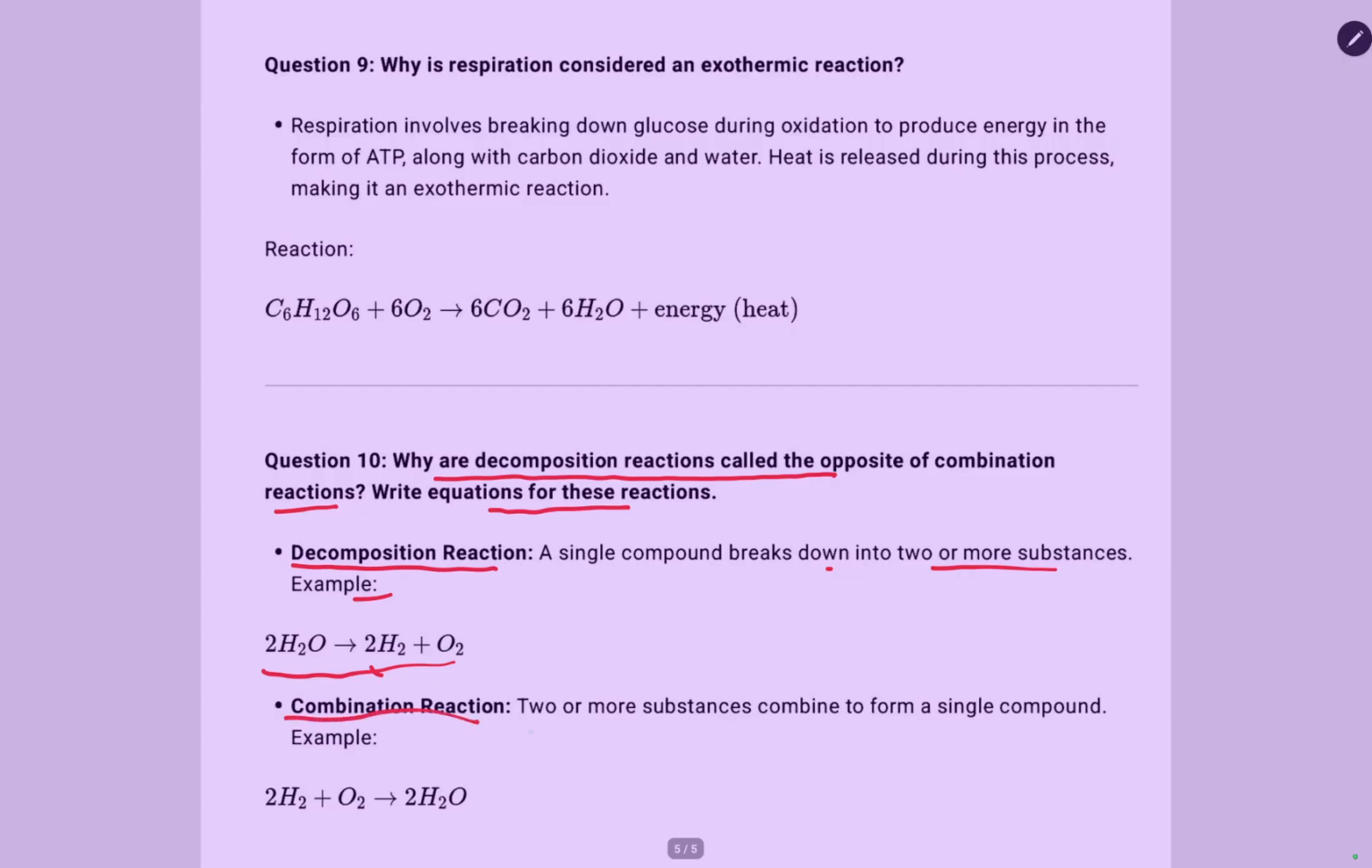And coming to a combination reaction, 2 or more substances combine with each other to form a single compound. So H2 and O2, when they combine, we get water. So decomposition reactions are called the opposite of combination reactions, that you can observe over here. So that is all for today's lecture.